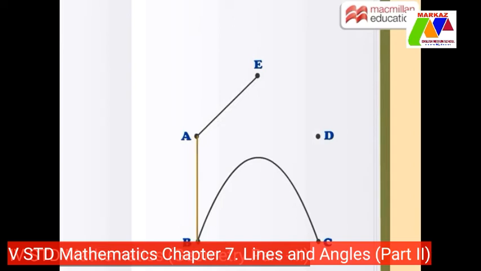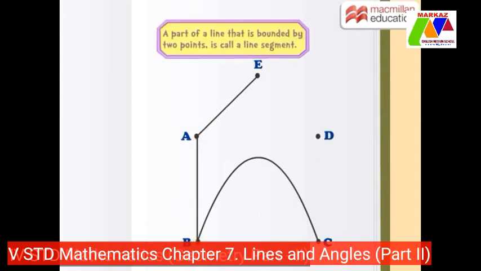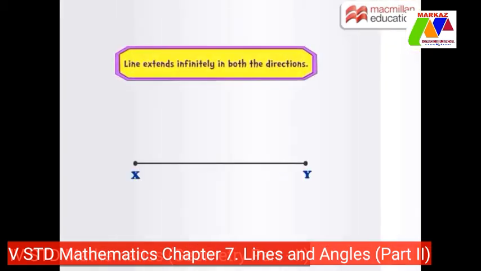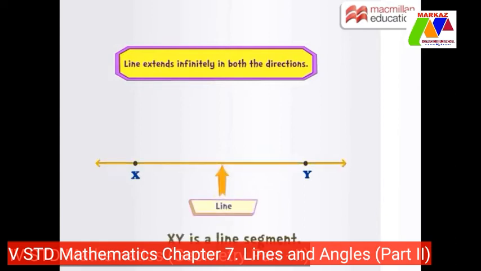Look, he drew a part of a line that is bounded by 2 points. In geometry it is called a line segment. Hence, AB is a line segment. A line segment, when extended infinitely, becomes a line. Like points and line segments, a line also has a name. Usually, lines are named using small letters.